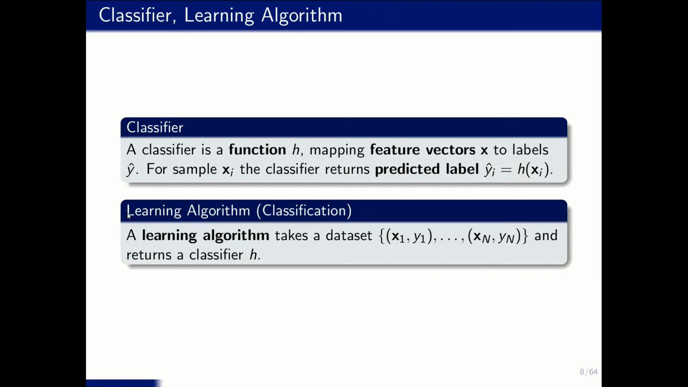And we can now describe what a learning algorithm is. A learning algorithm is actually also a function, but a second order or higher order function. It is a function which takes a whole data set, so it consumes our training data set and produces a classifier h. It takes this whole training set as input and produces this function h, this classifier h.